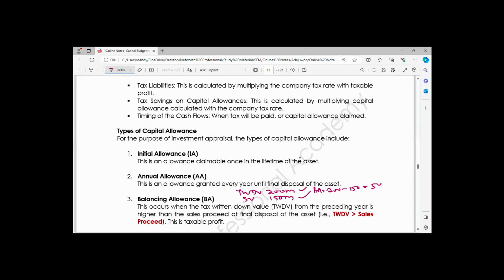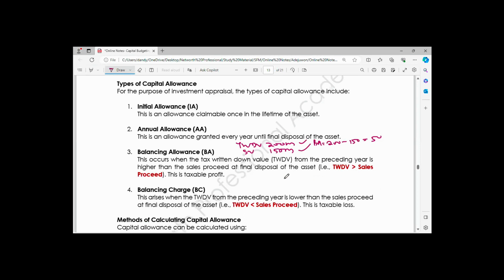So let's talk about balancing charge. The fourth type of capital allowance is balancing charge. Balancing charge represents the difference between tax written down value and the sales proceed at disposal. The balancing charge will arise when the tax written down value from the preceding year is lower than the sales proceed. I repeat, the balancing charge will occur when the tax written down value from the preceding year is lower than the sales proceed.